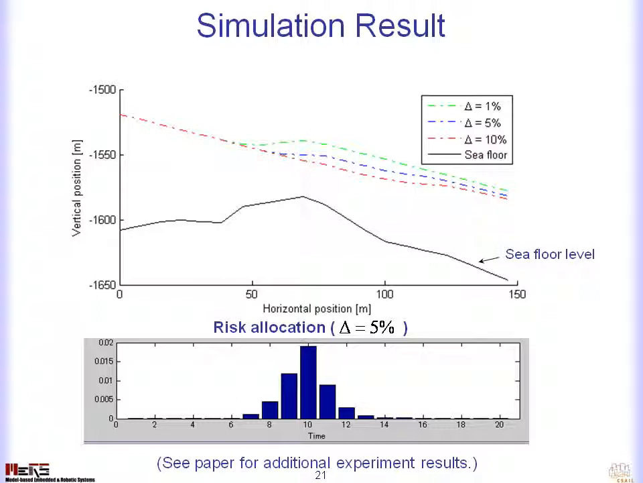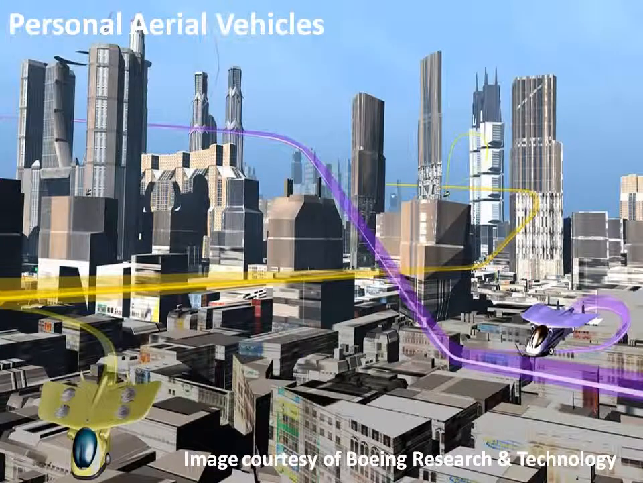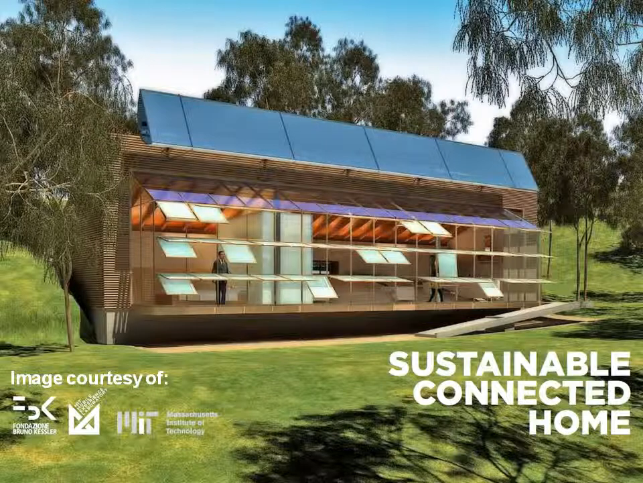All in all, our new algorithms allow scientific researchers to limit the probability of mission abort while maximizing the quality of scientific measurements. Our algorithm has a diverse range of applications from the control of aerial vehicles to energy-efficient control of smart residential buildings.